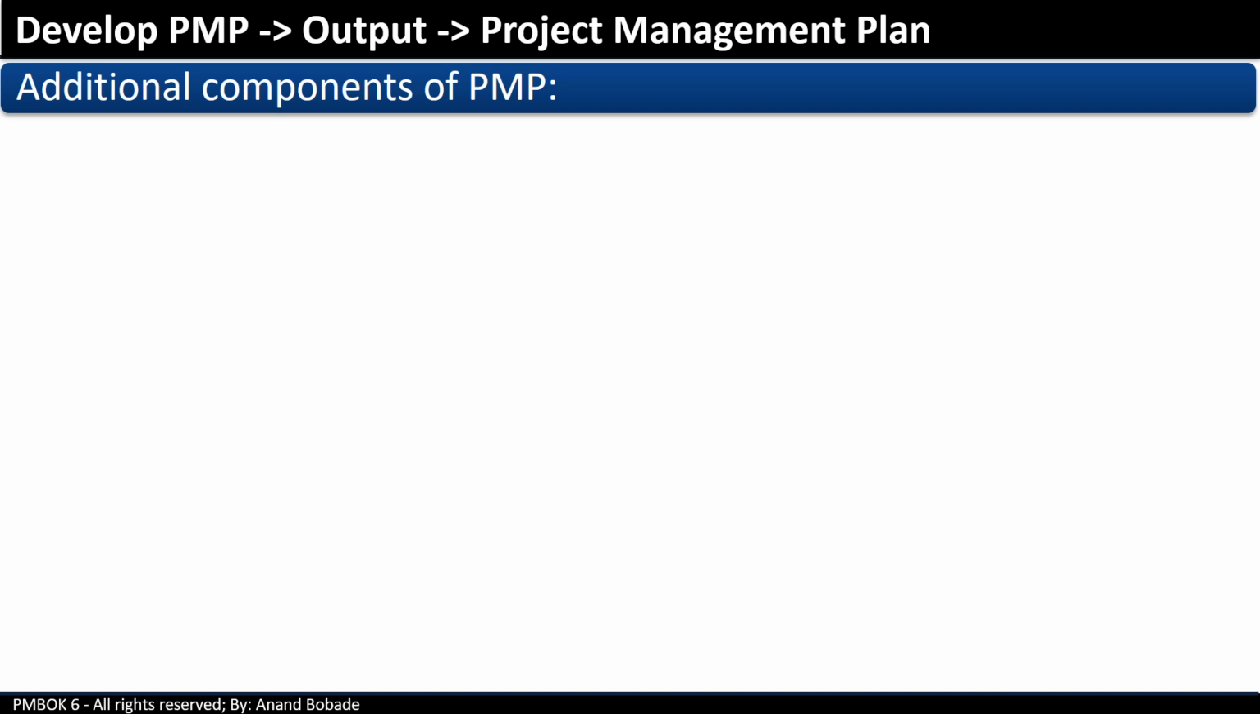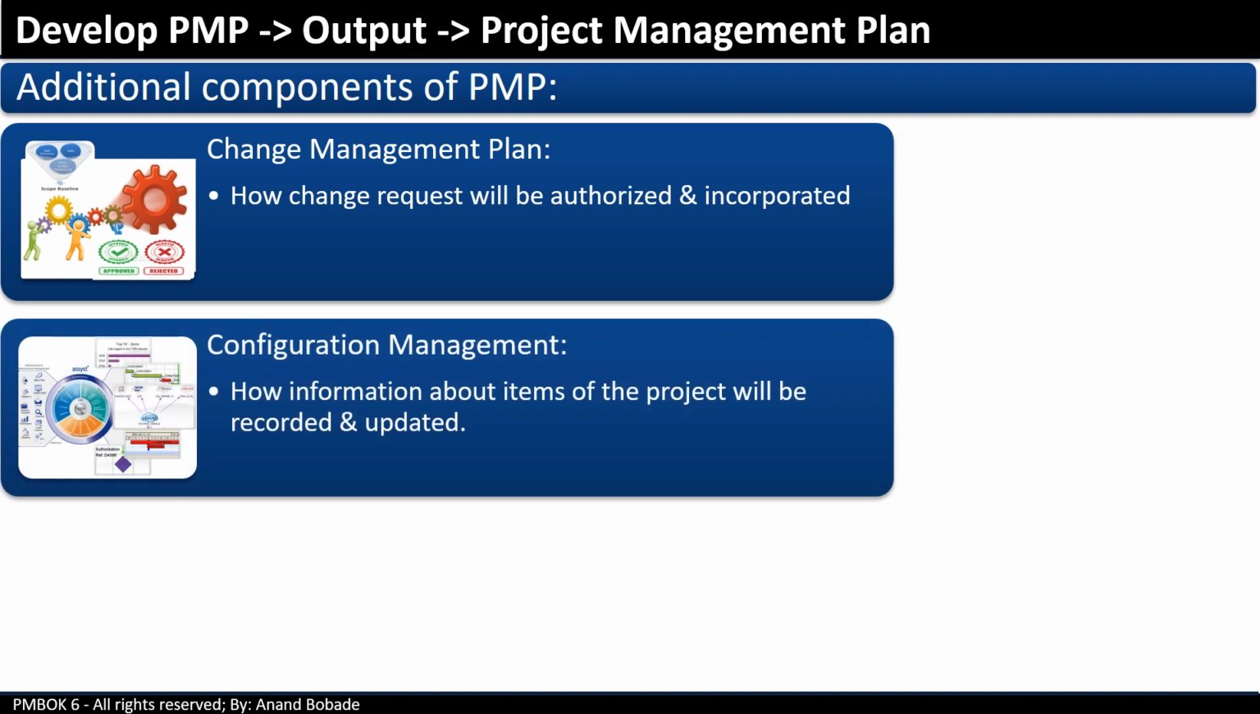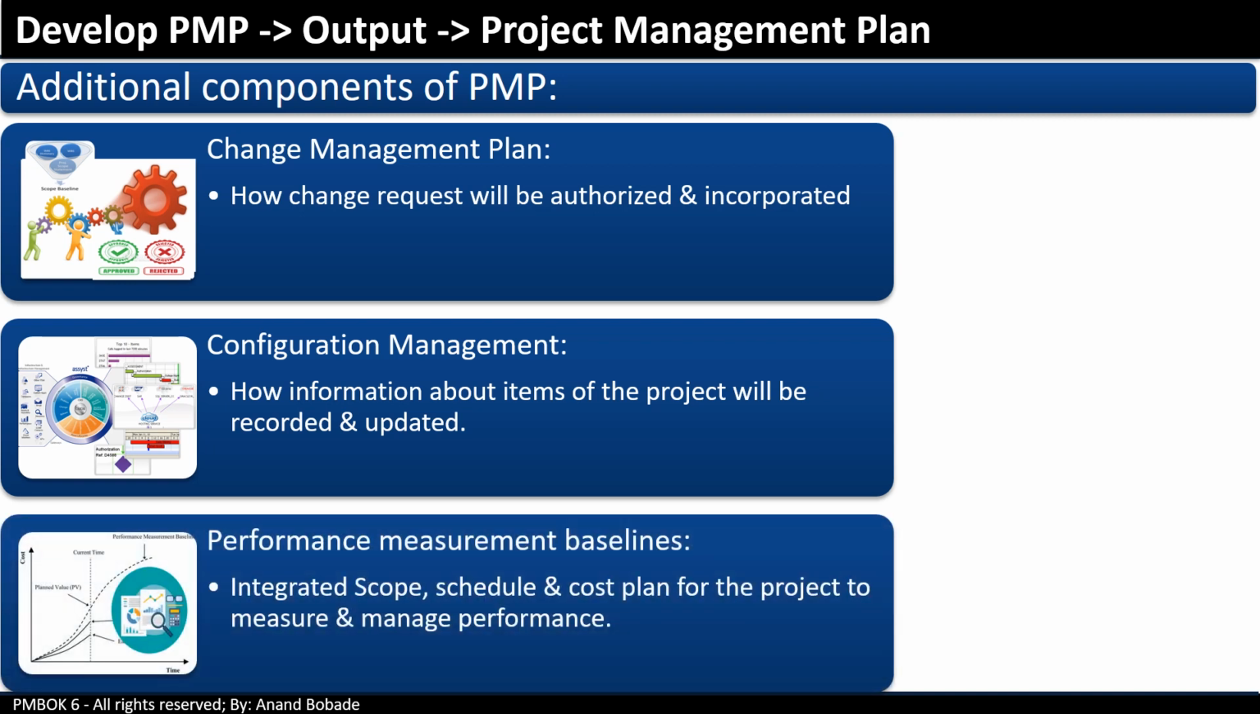Additional components of the PMP are the Change Management Plan, which describes how change requests will be authorized and incorporated, and the Configuration Management Plan, which describes how information about items of a project will be recorded and updated. It can be documents or it can be equipment. Performance measurement baselines are the integrated scope, schedule, and cost plan for the project to measure and manage performance. Remember, current project performance will be assessed and compared with the performance measurement baselines.